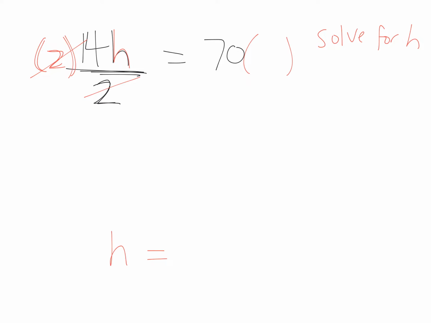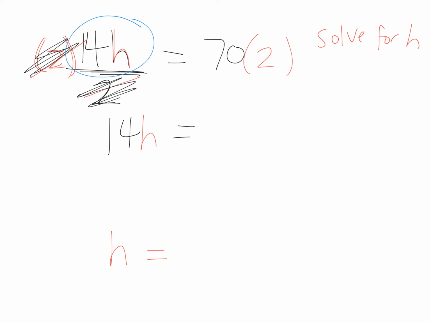So what do we have to do on the right side? Virgie? Multiply by 2. This is gone. What am I left with? 14H equals 70 times 2. Can we simplify that? What is 70 times 2? 140.